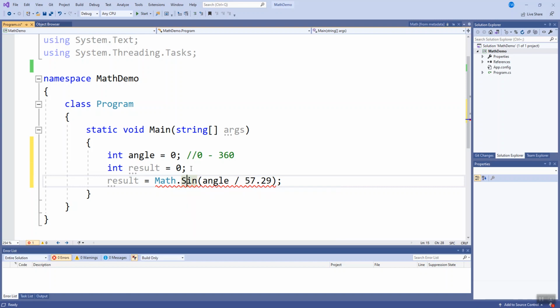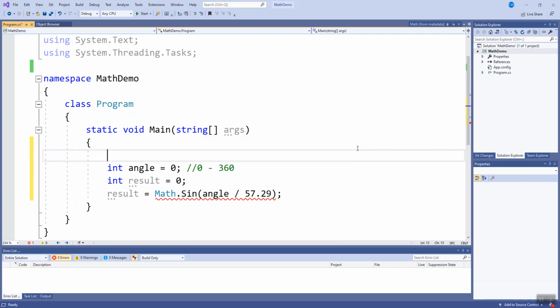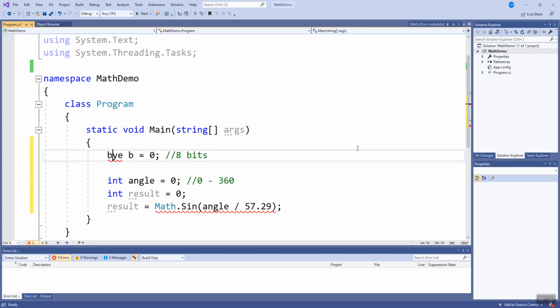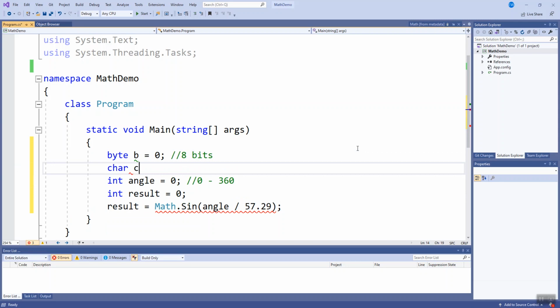So let's just do a quick review of the sizes of some of these data types in C#. So the smallest one is the byte. Byte b equals 0. Bytes are 8 bits. There we go, it's a byte. Okay, now what's another small data type? A char, a single letter.